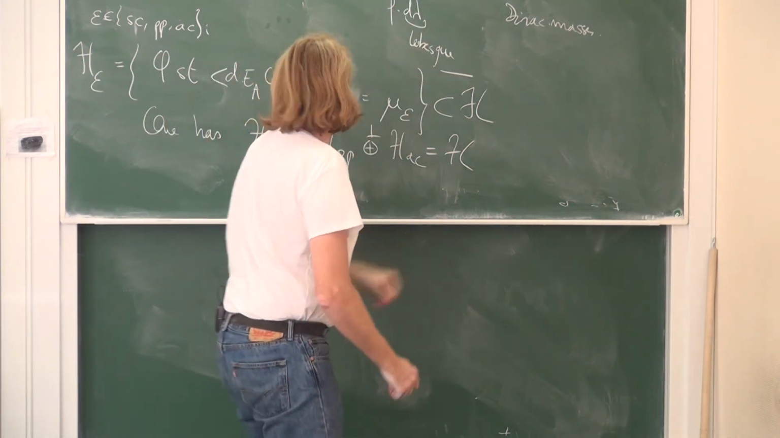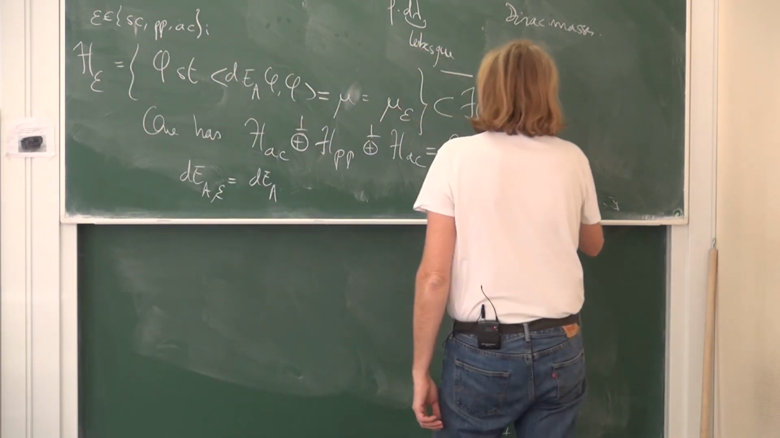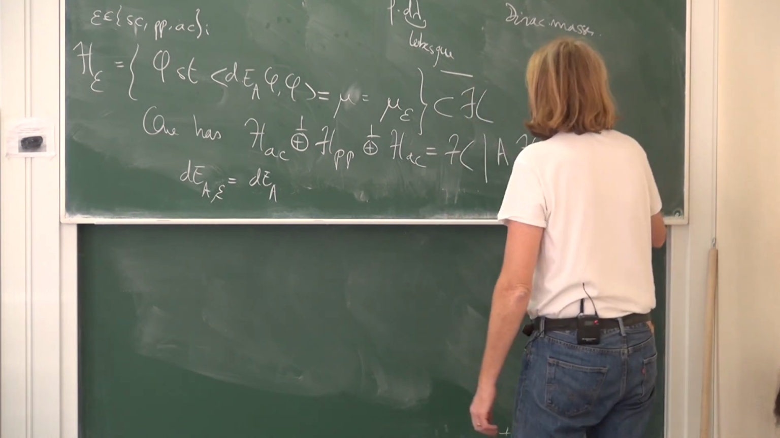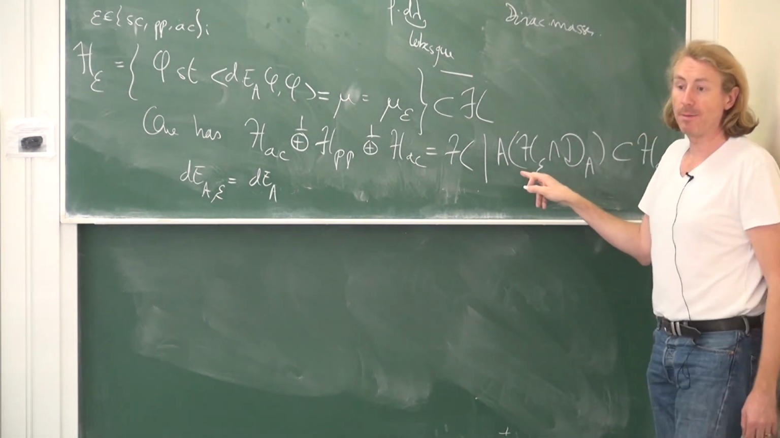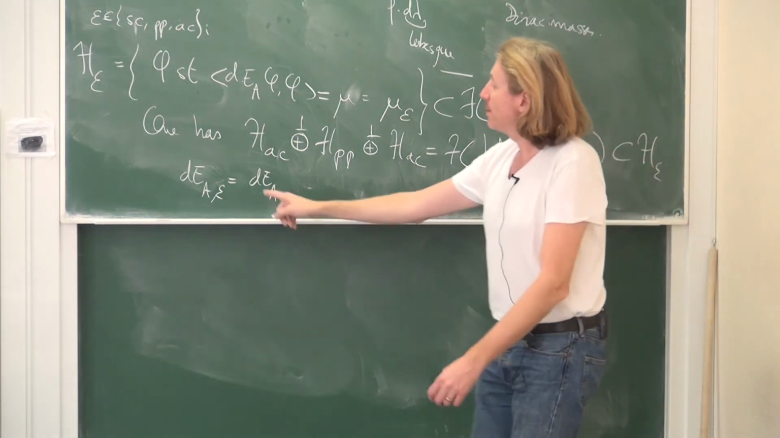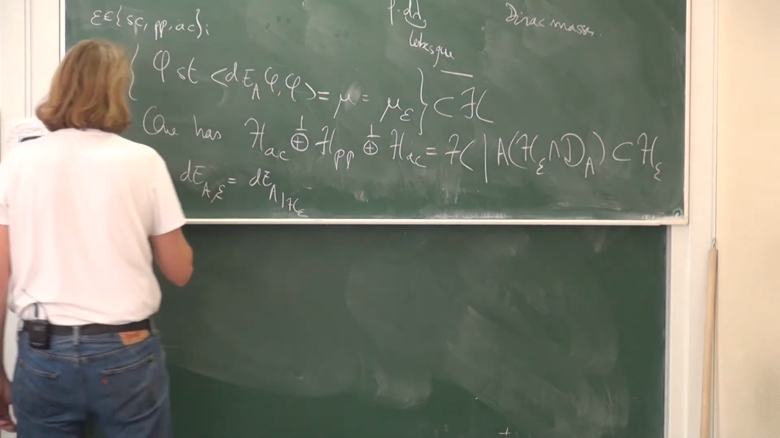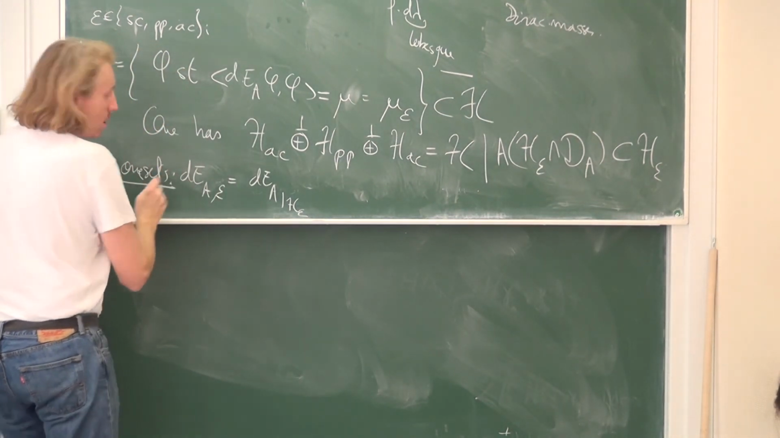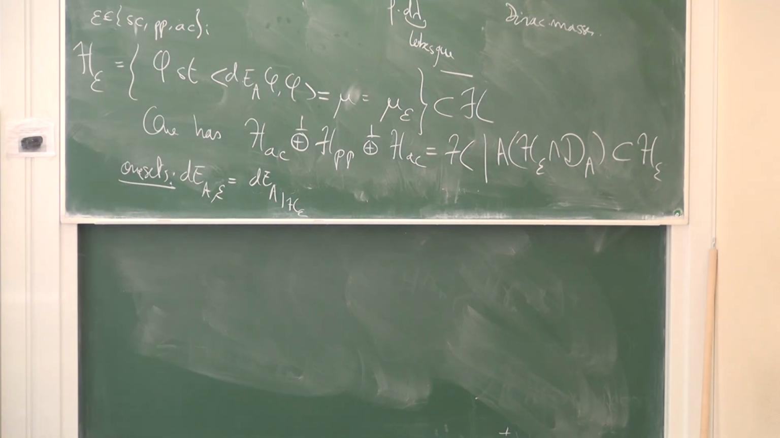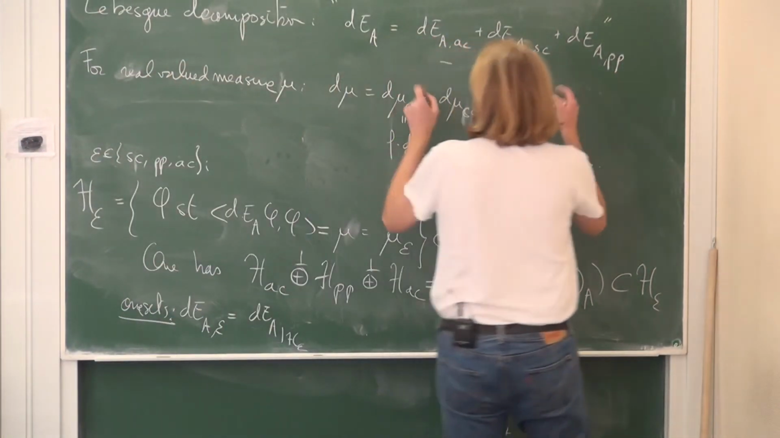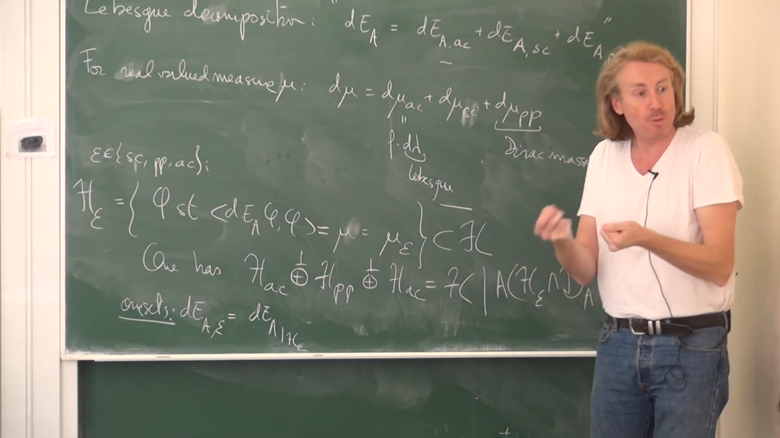And then d E_A epsilon is just d E_A, and the other thing is that H epsilon, intersected with the domain of A, is inside H epsilon. So these spaces are stable under A. So you can restrict the operator to the space H epsilon, and you define the measure just to be the spectral measure of the restricted operator, right? And so inside this writing, you see that there are two things. There is first this kind of decomposition, but there is also this orthogonal decomposition, right? It mixes up the two things.